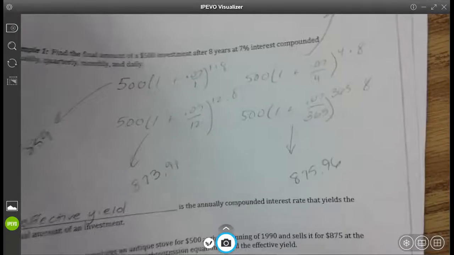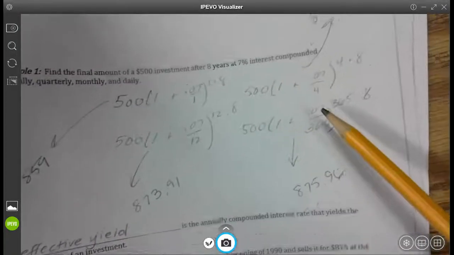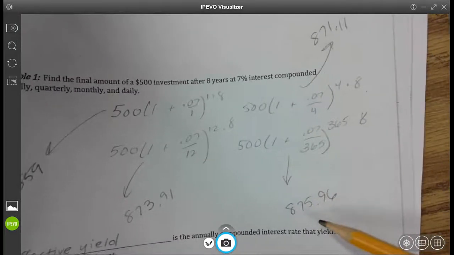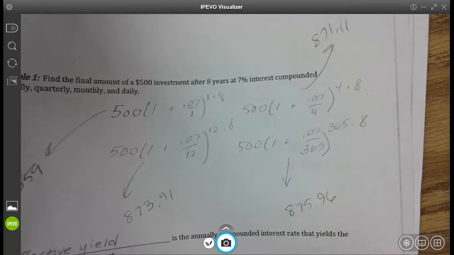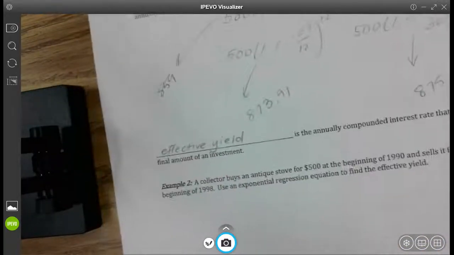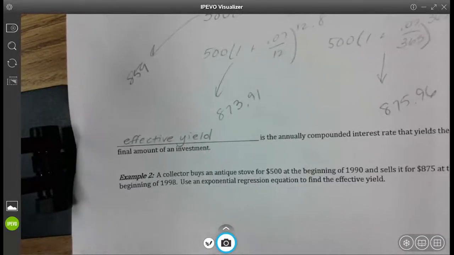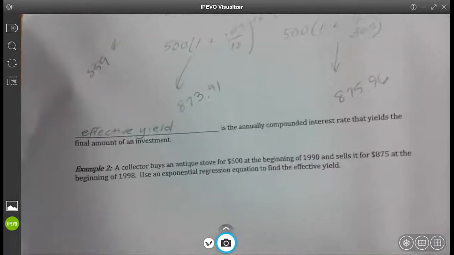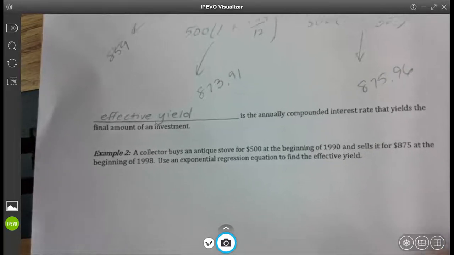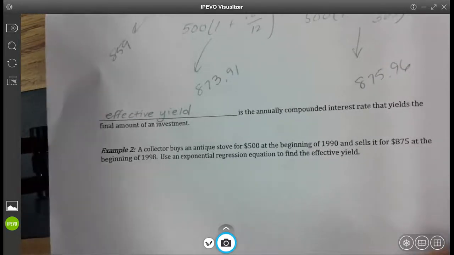Now, these aren't significant differences. Okay. They aren't huge, but you'll see the more times it's compounded, the more interest money you're making off that interest. Okay. Effective yield is the annually compounded interest rate that yields the final amount of investment.